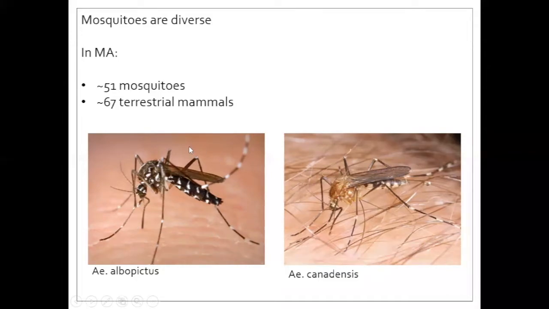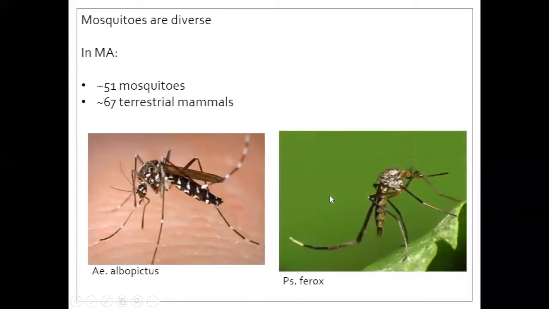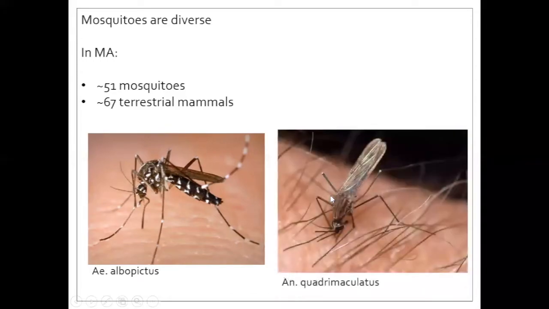So you look at this picture of Aedes albopictus, the Asian tiger mosquito on the left, and you can see this black and white pattern. Even a similarly related mosquito, Aedes canadensis, doesn't have that black and white pattern. So some close-up images can really demonstrate how different mosquitoes can appear. And then Sabethes ferox and Anopheles quadrimaculatus.